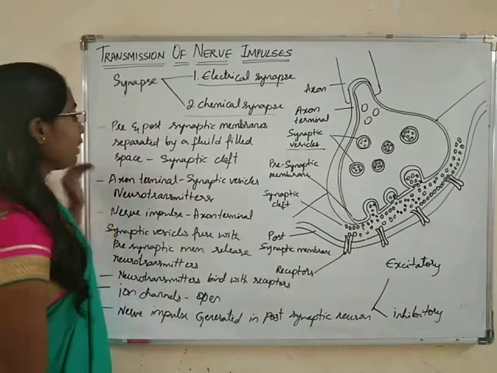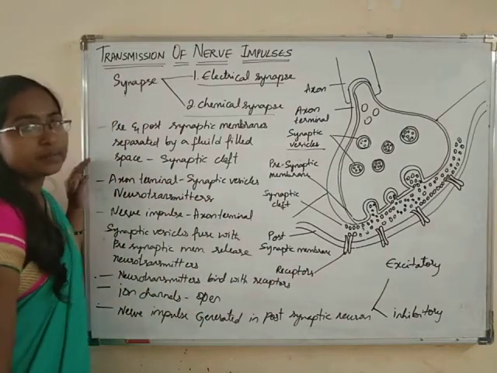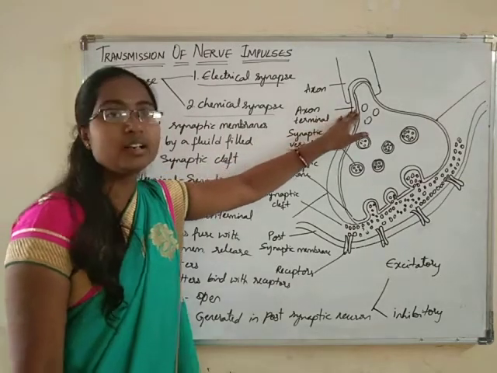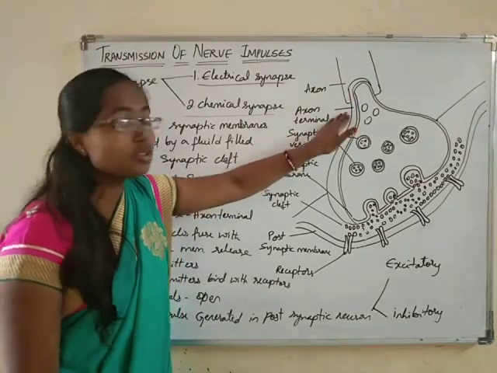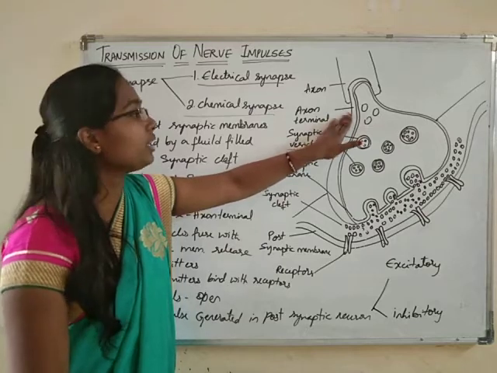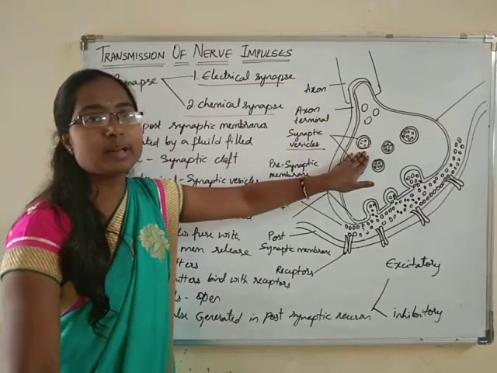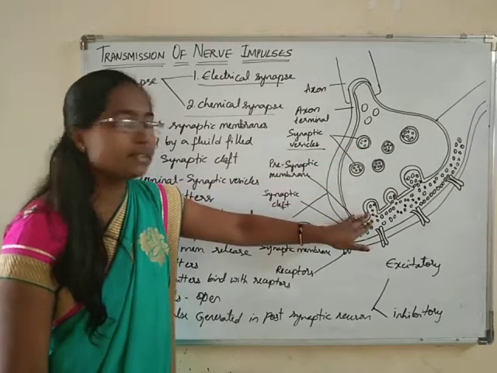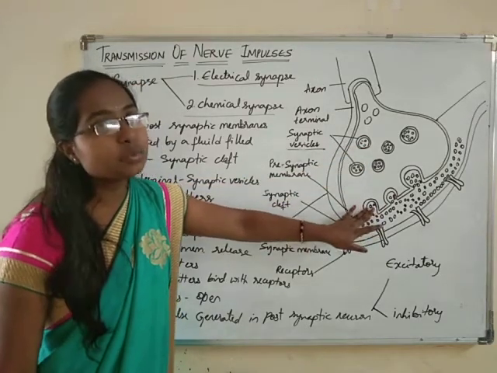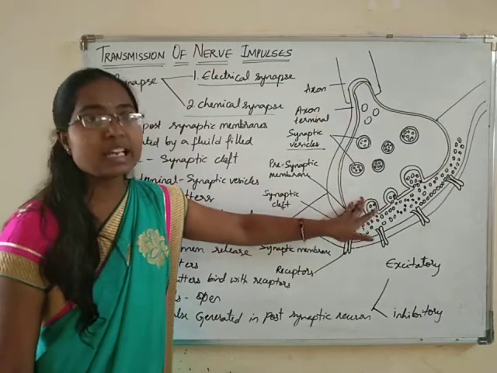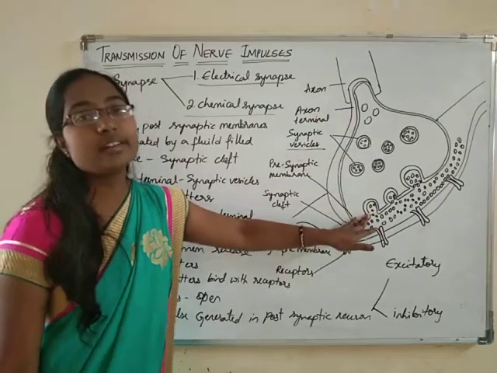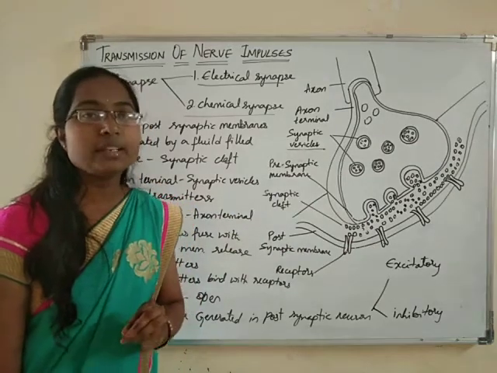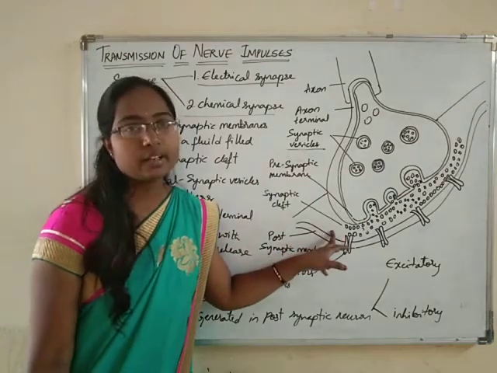Okay. In the chemical synapse, whenever the nerve impulse reaches the axon terminal, the synaptic vesicles present in the axon terminal will move towards the presynaptic membrane. They fuse with the presynaptic membrane and release the chemical signaling molecules called neurotransmitters into the synaptic cleft.